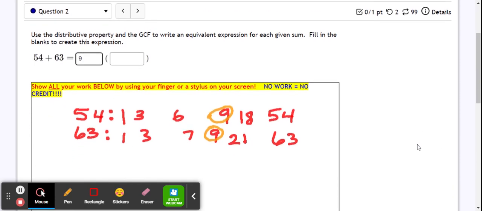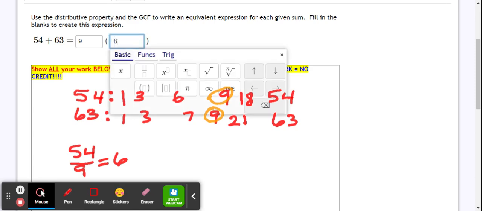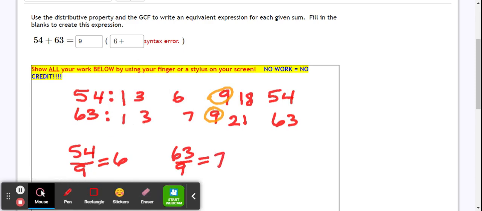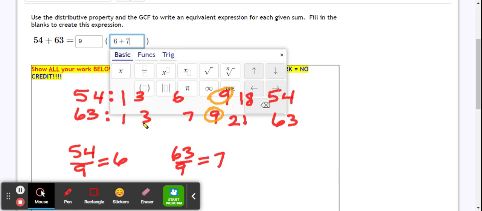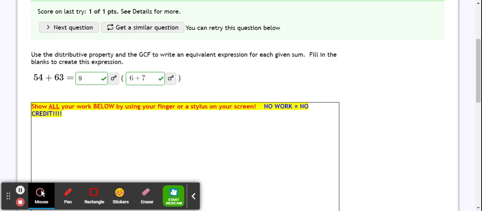Then we have to divide 54 and 63 by 9. So 54 divided by 9 is 6, and 6 would go right here. Plus, I'll take the 63 and divide it by 9, and that is 7, and bring that over here: 6 plus 7. Just making sure 9 times 6 is 54, 9 times 7 is 63, and we should be good. So I'll check this, submit all parts, and yeah, it is.